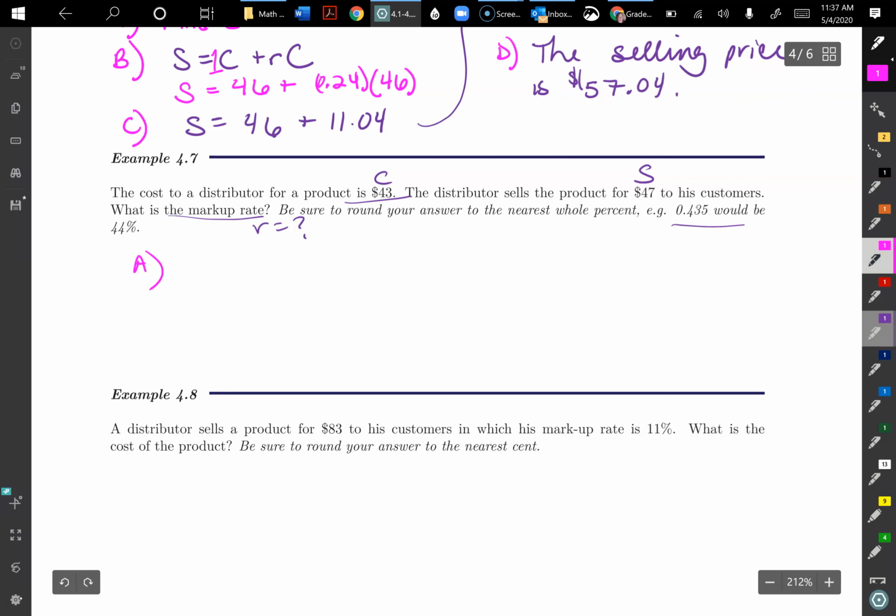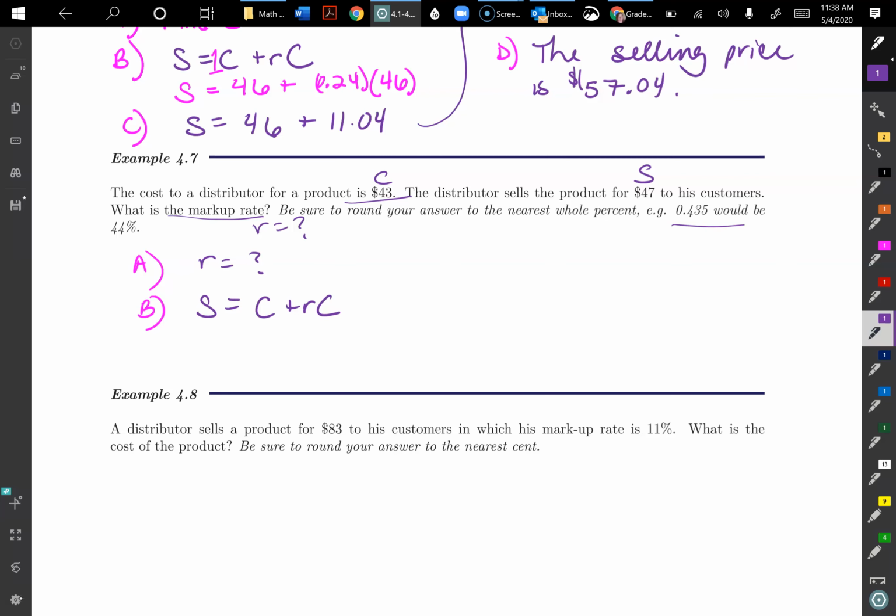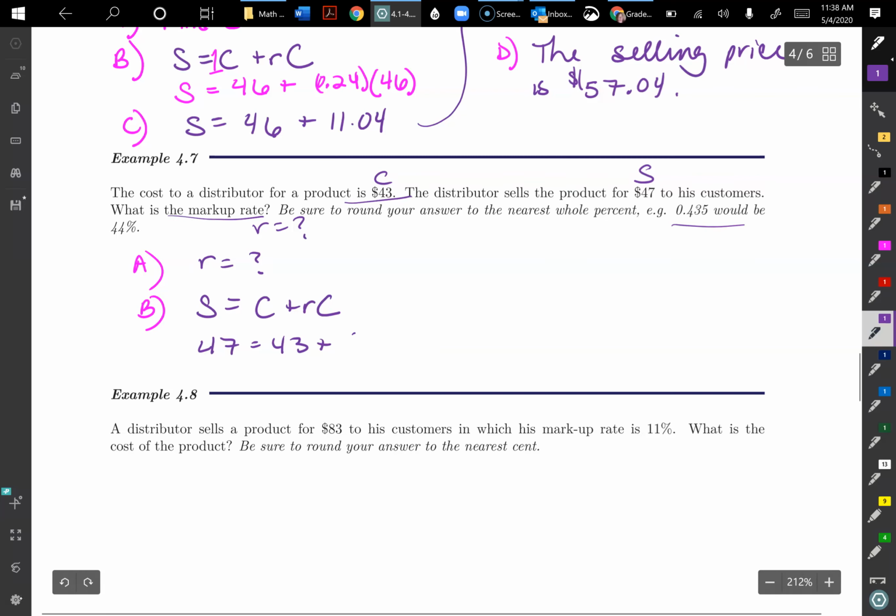You can pause this and just try it on your own and check back, but I'm going to work through it. So we have R equals question mark. Then I have my formula, same thing. Then I'm going to fill that all in with my numbers: 47 equals 43 plus R times 43, or actually we could just write 43R.